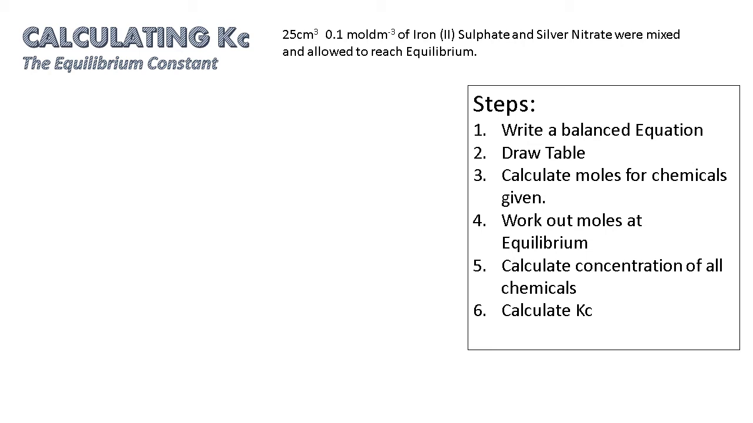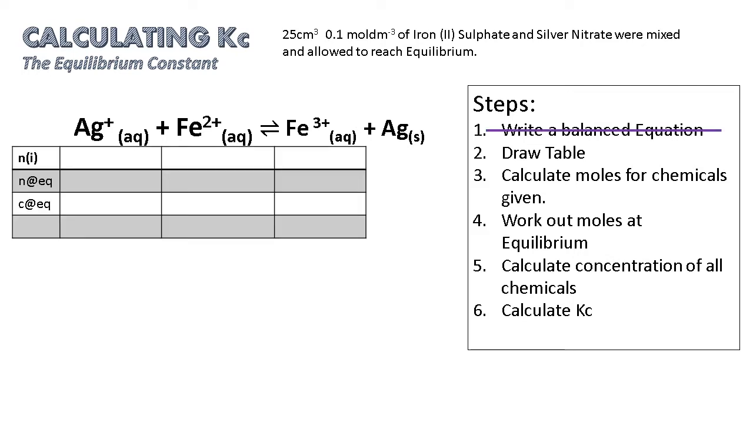So first we must write a balanced equation, and this equation is already balanced, so we don't need to do that. Then we must draw a table, which I was talking about earlier, where Ni is the initial number of moles. This is the number of moles when the reactants are placed into the reacting vessel at that initial point, when basically 0 seconds have passed. And then we have N at Eq, where Eq stands for equilibrium, which is the number of moles when the reaction has reached equilibrium, and using this we can calculate the concentration at equilibrium, C at Eq.